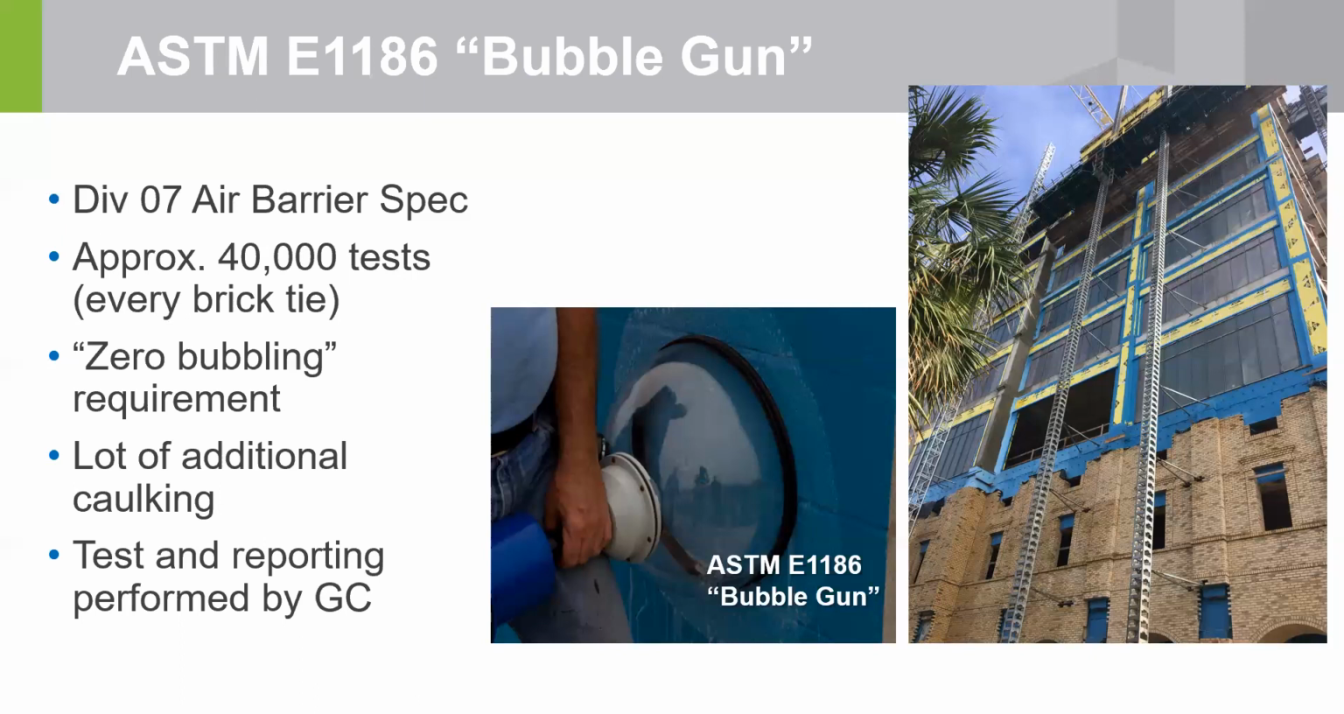They did about 40,000 tests on this job, every brick tie, and their requirement is zero bubbling. If anything bubbled, it was going to get more material and more caulk until it didn't bubble. The testing and reporting of this one was something the general contractor insisted on doing.